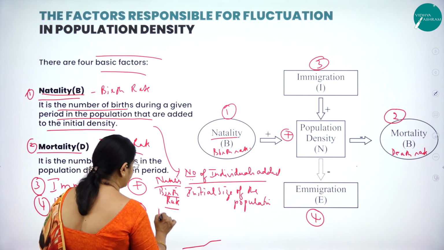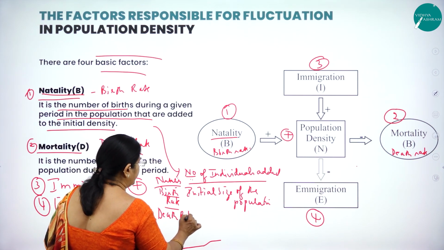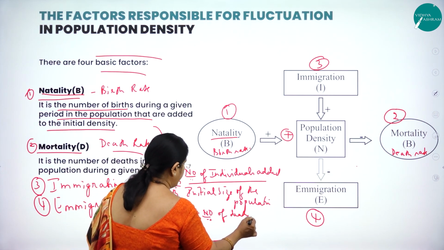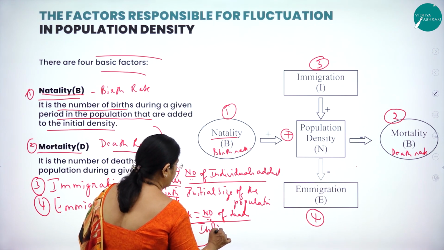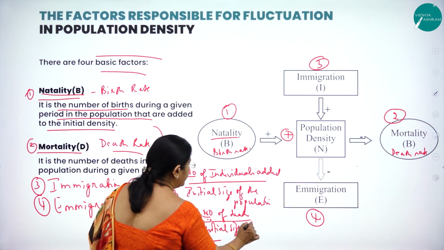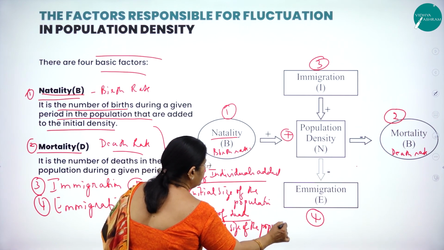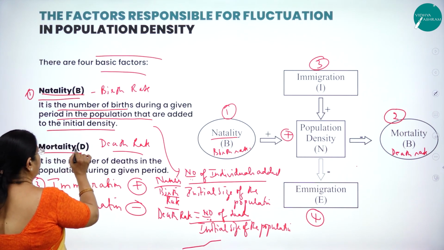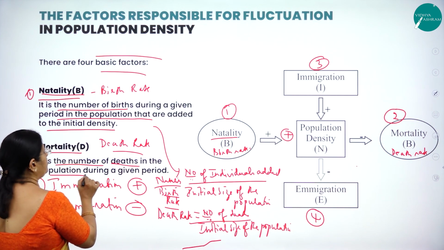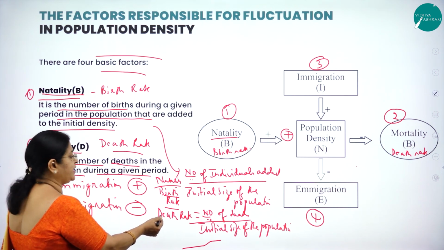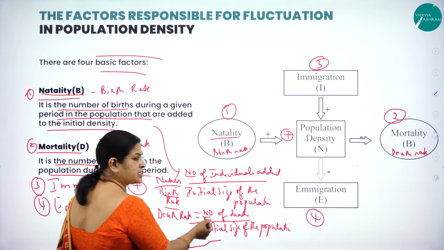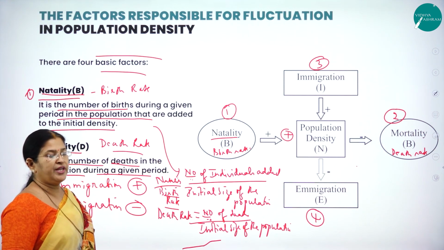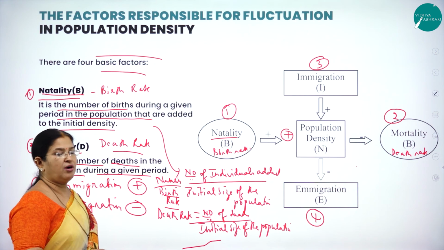So how is death rate calculated? Death rate is calculated by the number of deaths divided by the initial size of the population. So what is mortality? Death rate. So here you can see B, birth rate, D, death rate. It is the number of deaths in the population during a given period. Hope you have understood all the four very important factors which are going to fluctuate or affect the population density.